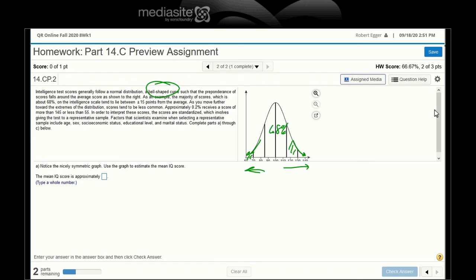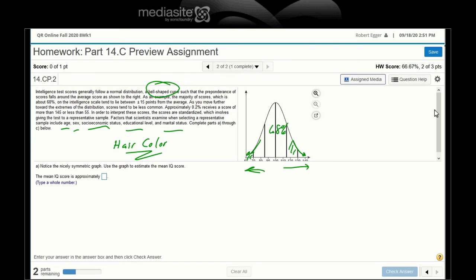In order to interpret the scores, they are standardized, which involves giving the test to a representative sample. Factors that scientists examine when selecting a representative sample include, here they are, age, sex, socioeconomic status, education, marital status. Okay, there they say it. Cannot find it in the article. And what's missing? Hair color.